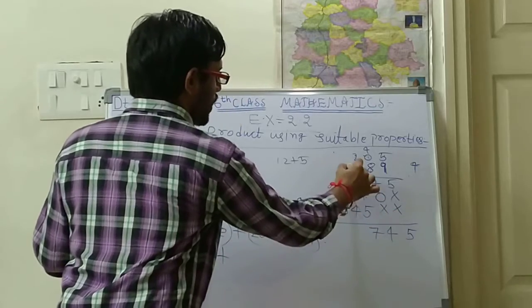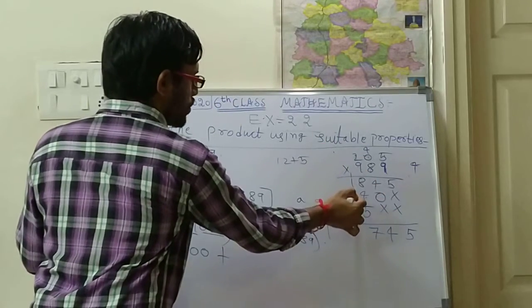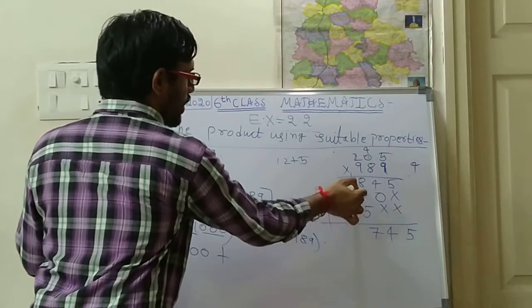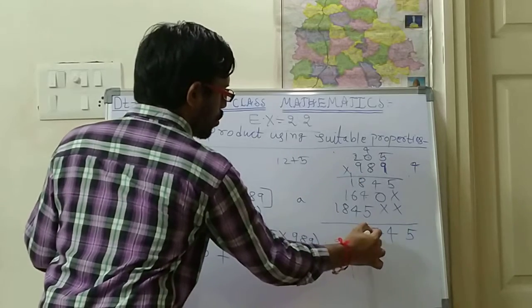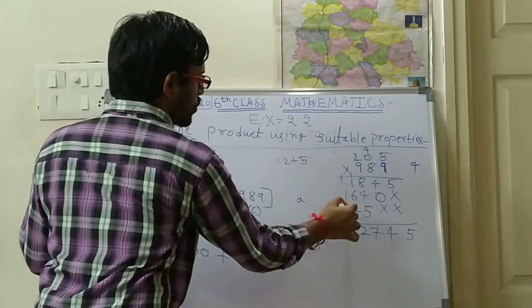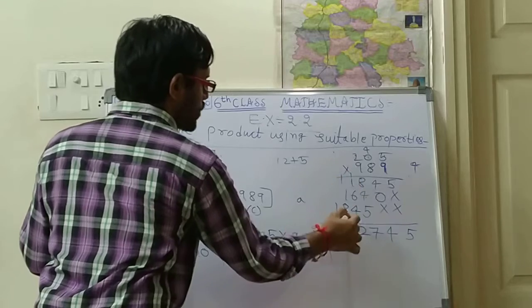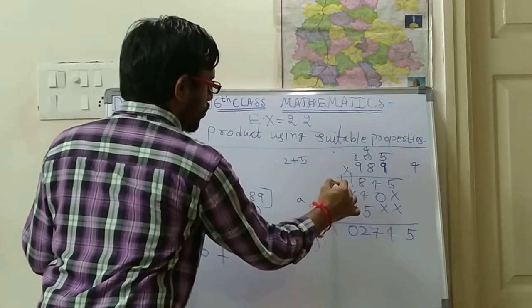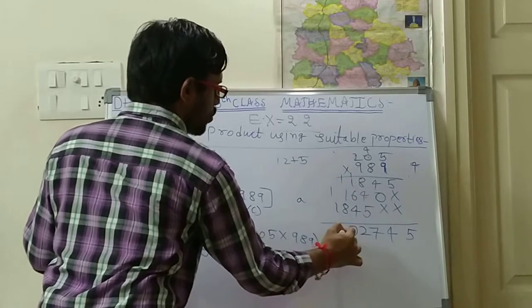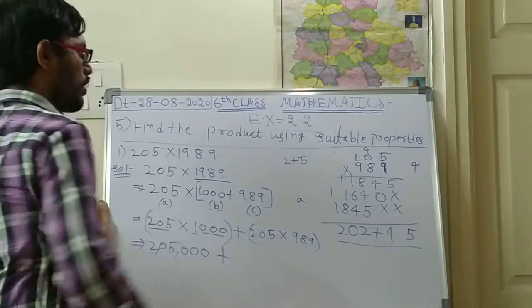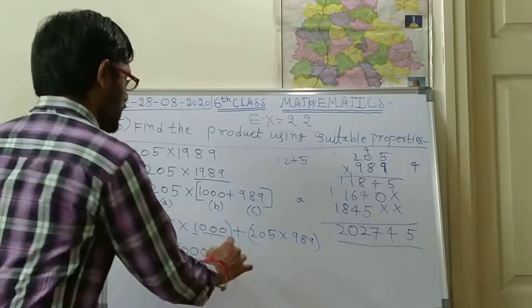17, 7 and here 1. Now 6 plus 4 is 10. 10 plus 2 is 12. 2, 1. So 8 plus 1 is 9. 9 plus 1 is 10. 0, 1. 1 plus 1 is 2. So 205 into 989 is this result.